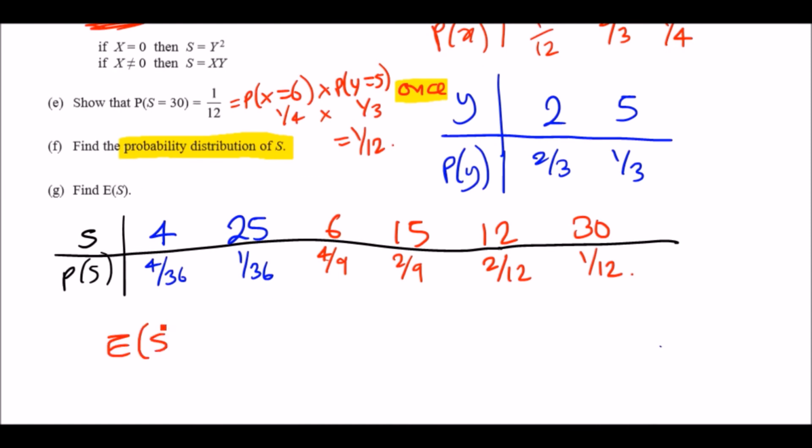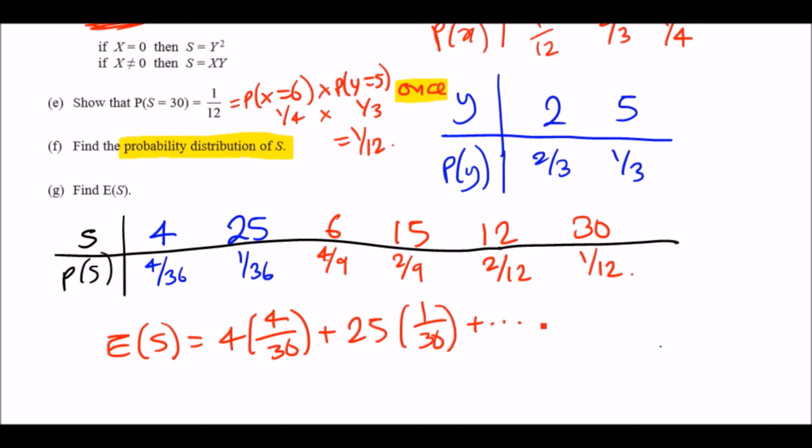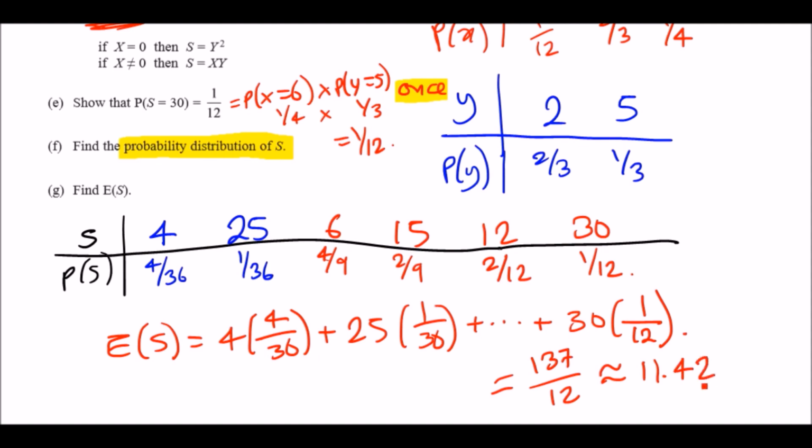Okay. This is just like always, you just do s times the probability. So 4 times 4/36. So this will give us, actually, let's just keep it in this format. So you literally just keep doing this. You just multiply up and down, yeah? And you keep on doing this until you get to the final one, which is 30 times 1/12. And you should get about 137/12. And that is the same as, I'm not sure if it's a big deal, but 11.42, 2 decimal places.